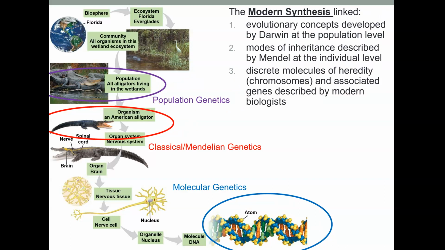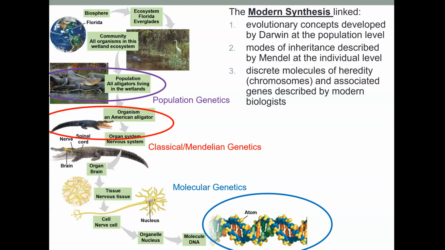So we call this, and this is a big idea in biology, one of the major concepts that all biologists adhere to and pride themselves in and talk about, the modern synthesis. The modern synthesis really linked these three levels. Remember, we haven't talked about Darwin yet, but Darwin came first. He had these ideas about the traits that living things have, and he had those in about the mid-19th century.